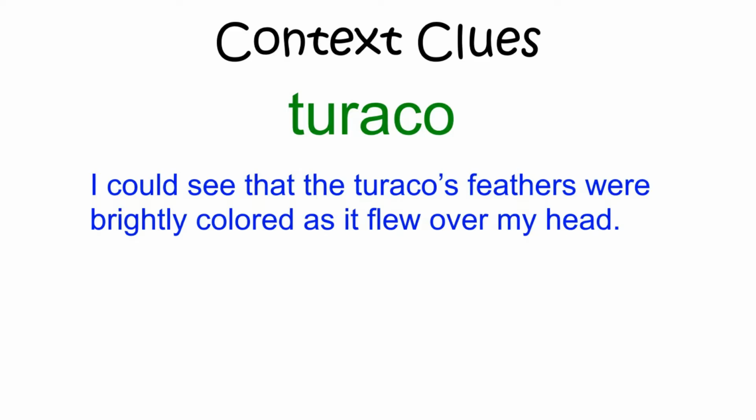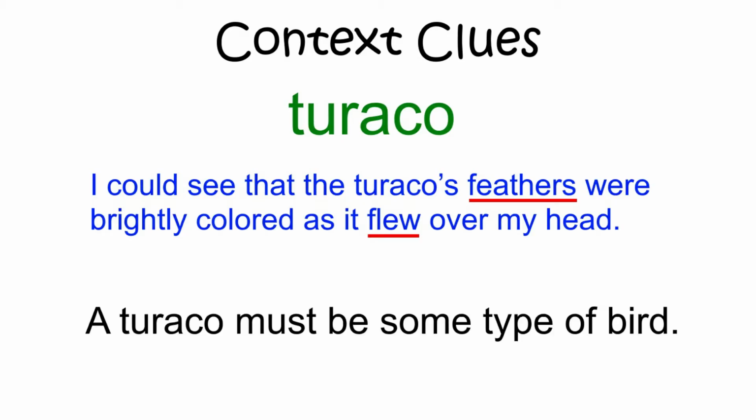Using other words from the sentence as clues, we can now get a better idea of what the word Tarakoh means. Words from the sentence such as feathers and fly can be used as context clues to help us understand that a Tarakoh is probably a bird.